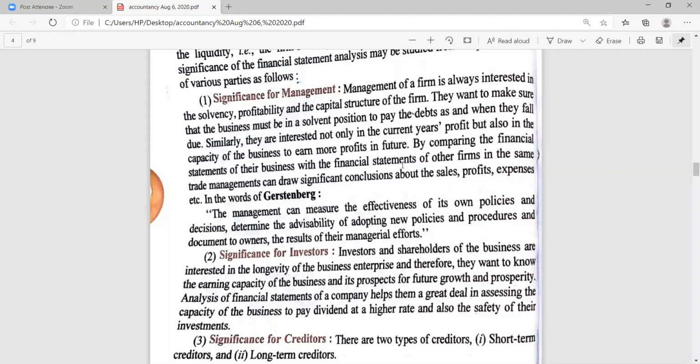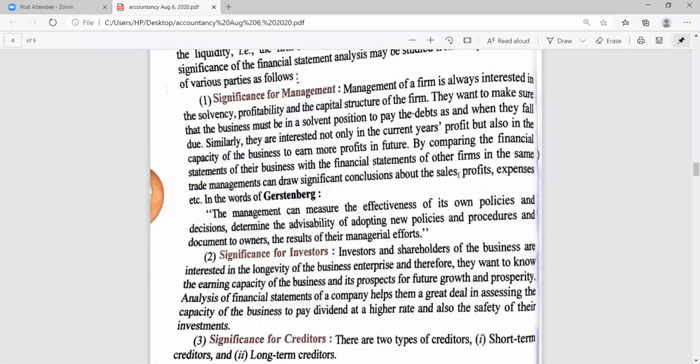The analysis also has specific significance for management. Management can measure the effectiveness of its own policy and decisions, determine the advisability of adopting new policies and procedures, and document the results of their managerial efforts.